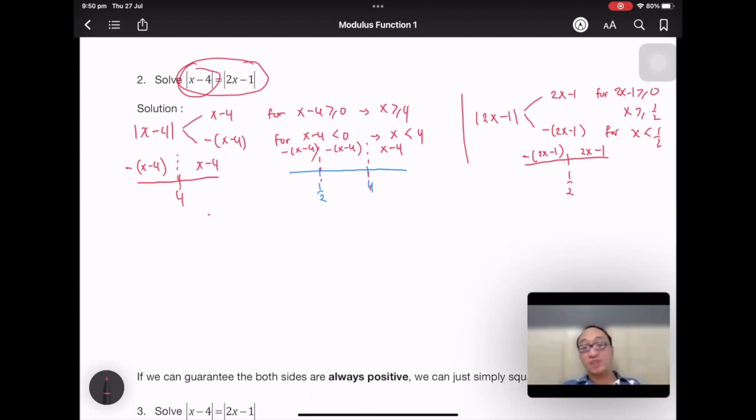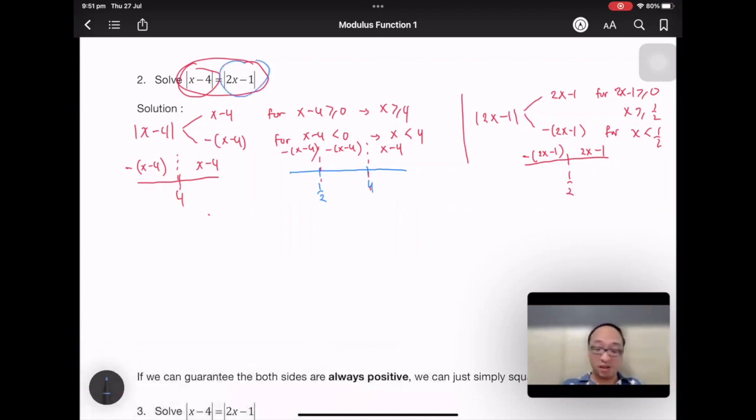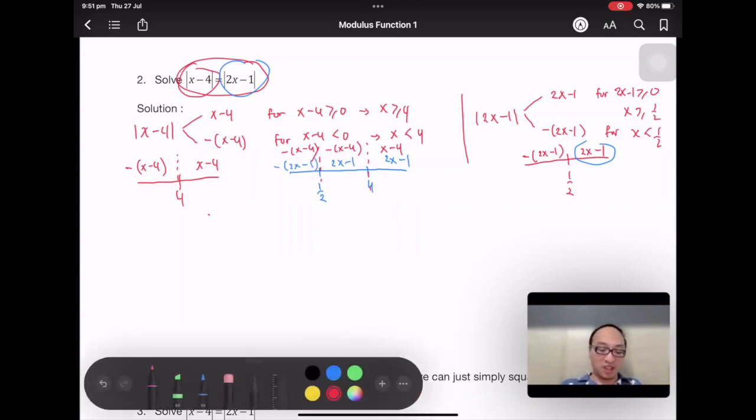We have 3 regions here, so we have to determine in which region the function is positive or negative. And the blue one for the right part. Greater than half is 2x minus 1. And smaller than half is negative 2x minus 1. So that means we can divide it into three cases, three regions.